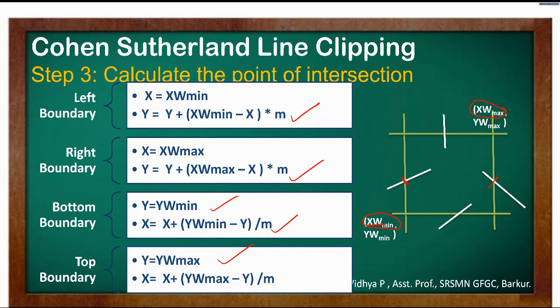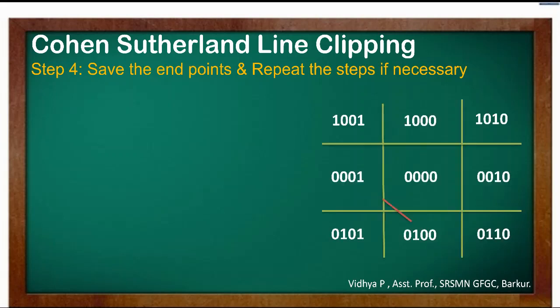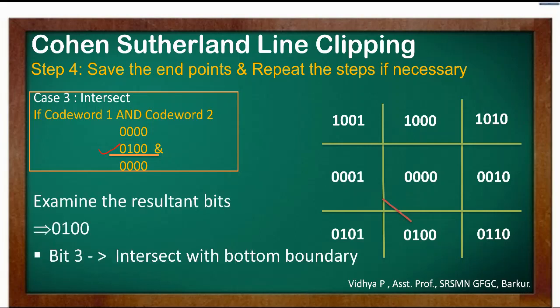Once we clip the line, the line may once again intersect with more than one window boundary. In this particular case, the line is intersecting once again with the bottom boundary. So we can examine the resultant bits and identify that it is bit 3. So we can calculate the point of intersection once again with the bottom boundary. So we update the endpoints and repeat the steps if necessary, if the particular line segment intersects with more than one window boundary. This is the Cohen Sutherland line clipping algorithm.